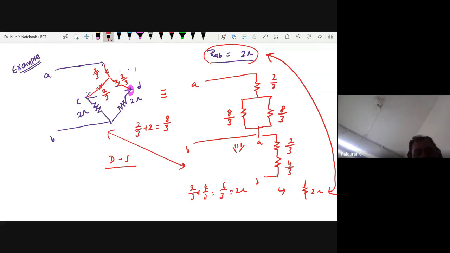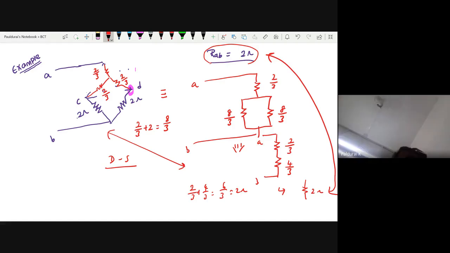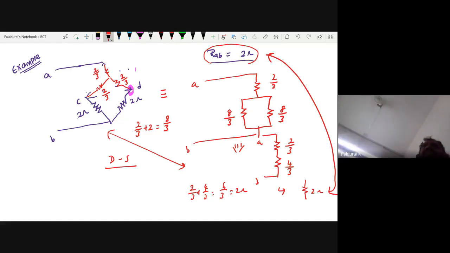Others, are you with me? Yes, sir. So any doubt till now? So you got the idea how to convert star into delta and delta into star.